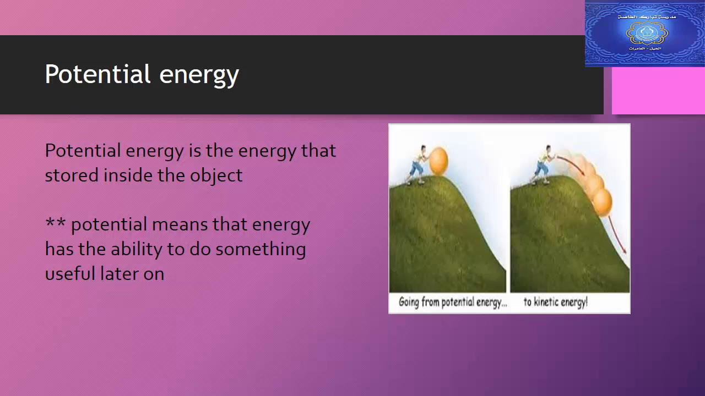The second form of energy is potential energy. Potential energy is stored inside the object. It results from a change in position of the object, a change in shape of the object, or maybe a change in the state of the object. Potential, this word means that the energy has the ability to do something useful but later on, not at the same time.